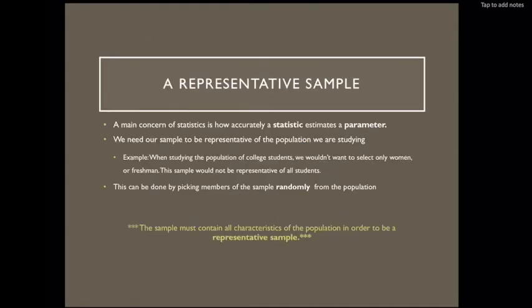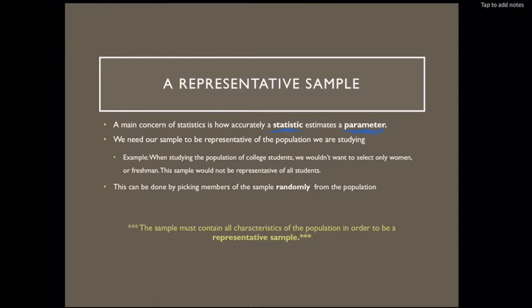One thing that's really important, though, and a main concern of statistics, is how accurately a statistic estimates a parameter, right? We want to take a sample and gather information about that sample to calculate a sample statistic that will hopefully inform a population parameter, okay? So we need our sample to be representative of the population we're studying, okay? So for example, if we wanted to study college students, right, and we took a sample, we wouldn't want to pick only women, we wouldn't want to pick only freshmen, right? This sample would not be representative of college students as a whole, okay?